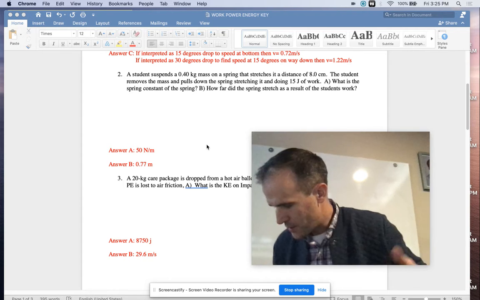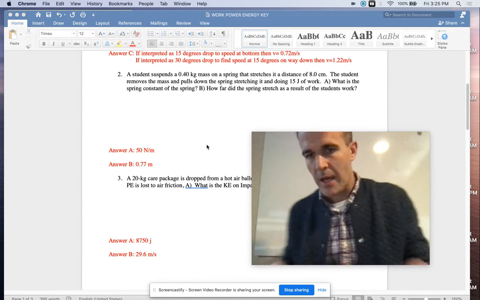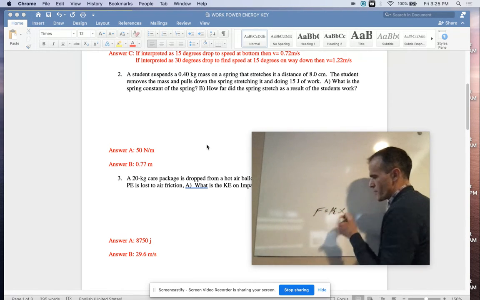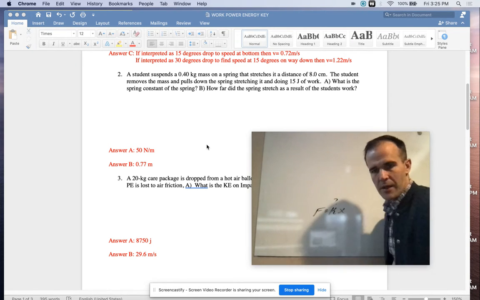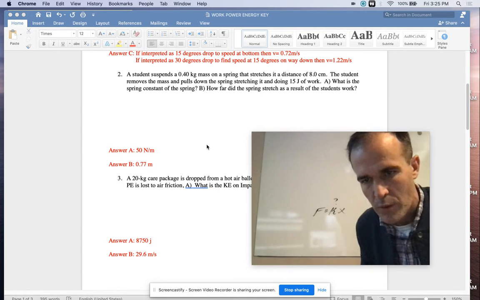So with those ones, they tell you something to use, kind of Hooke's law. Hooke's law was that F equals Kx. They give you something to figure out this K, and then they ask you something energy-wise, using that K value, obviously.